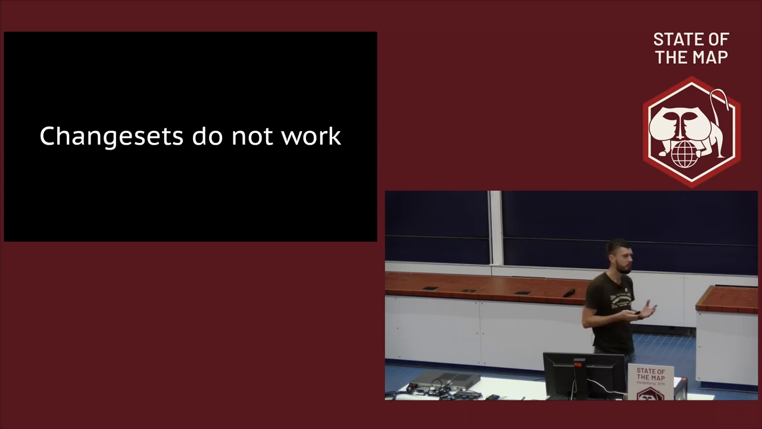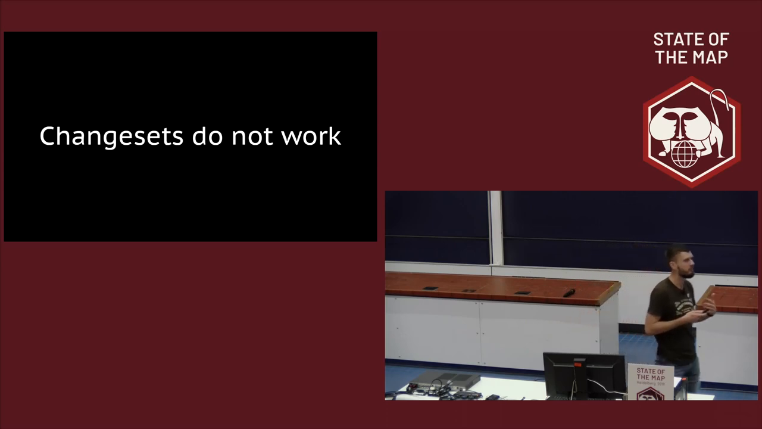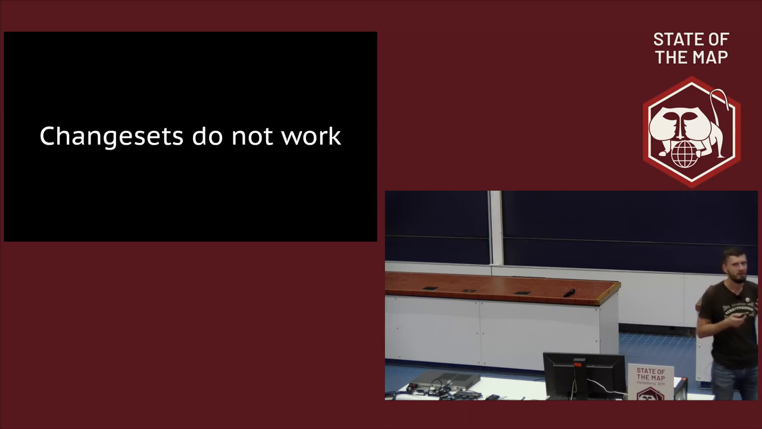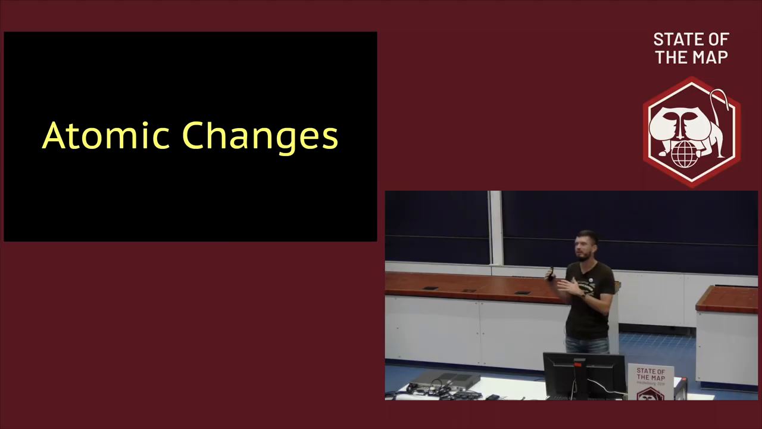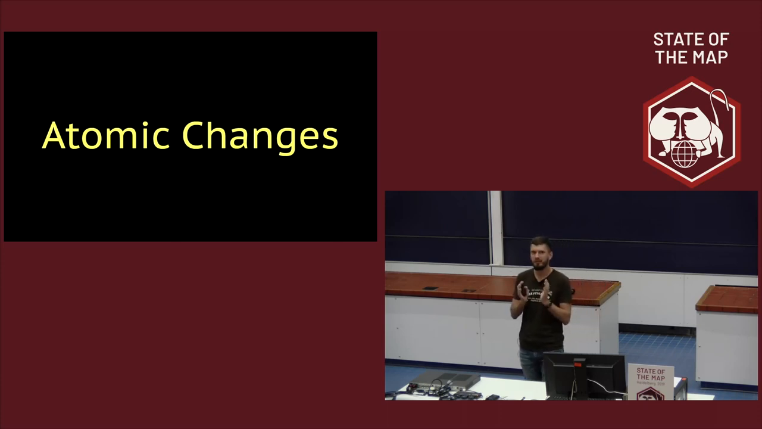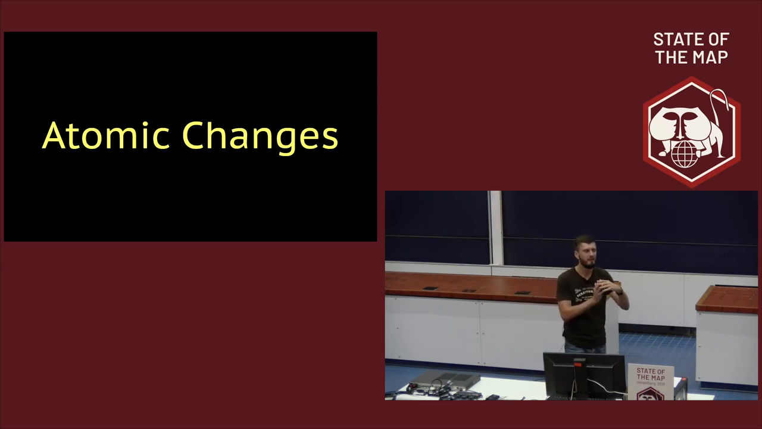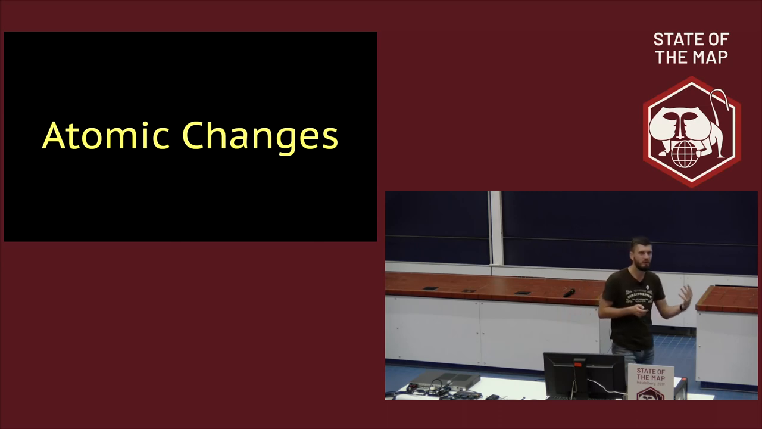When changesets don't work, why don't we look at individual changes, smaller ones? We need to split everything into the smallest possible changes, like move a node, edit a tag, change a way's geometry. And this split would allow us to do so much more, because an individual change, like adding a tag, can be easily reverted. We know what was and we know what is. And these changes can be grouped.